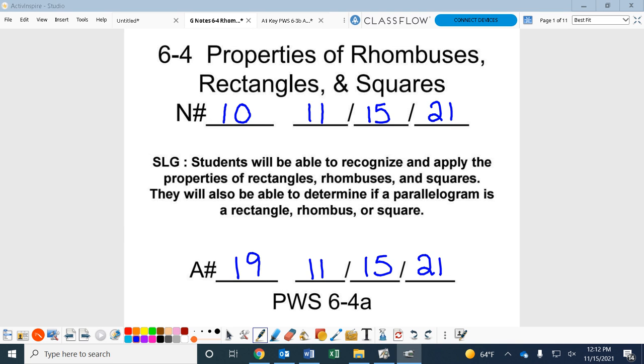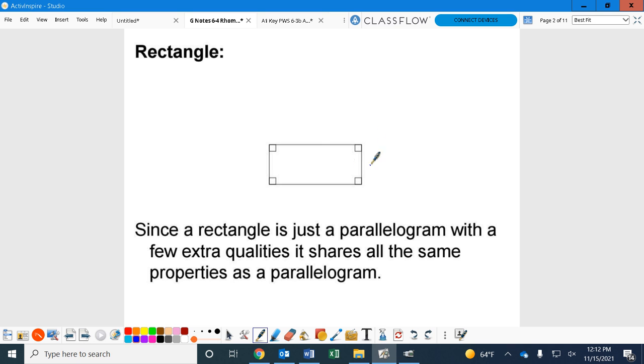You're going to see all these are interconnected with the parallelograms that we've already done. So getting started, first of all, a rectangle is a parallelogram. That's the first thing you need to know. And since it is a parallelogram, it has all of the properties of a parallelogram.